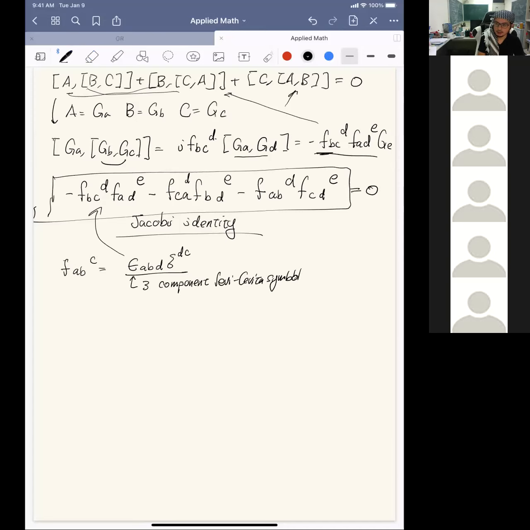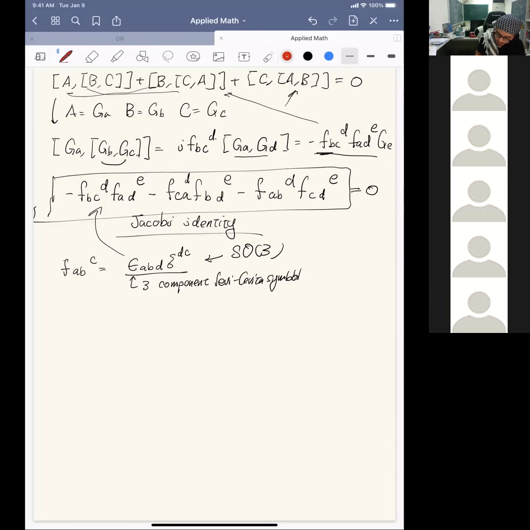Okay, and the reason I know this satisfies this property is because this Levi-Civita symbol is the structure constant for SO(3), the symmetry group. Okay, perfect. Now we understand how.